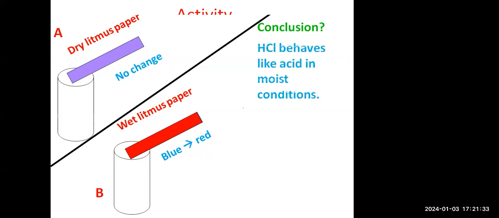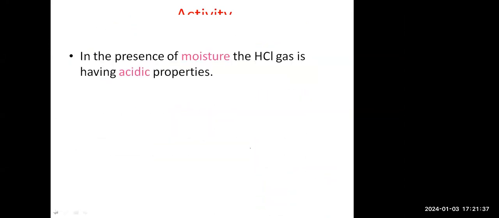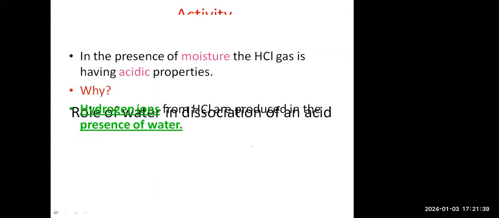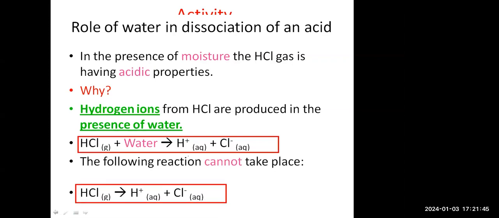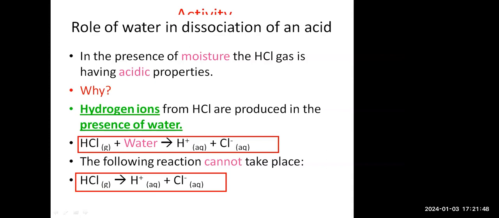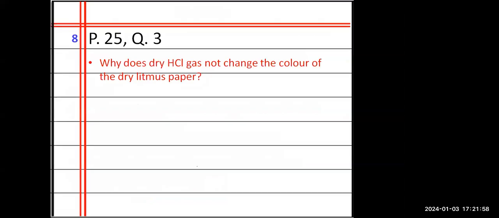So this is the one which I explained you just now. No change on dry litmus paper, but the wet litmus paper changed the color. And the reason is this ionization and hydrogen ions, right? So always remember, these ions are very much important if the substance has to behave like an acid.